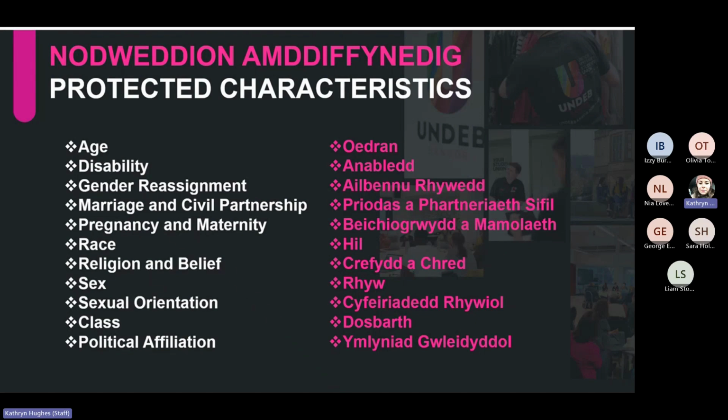So they're all on the screen, including age, disability, gender, marriage and civil partnership status, pregnancy and maternity, race, religion and belief, sex, sexual orientation, class and political affiliation. Does anybody want to guess what protected characteristic means, or does anybody know? Show of hands. Yes.